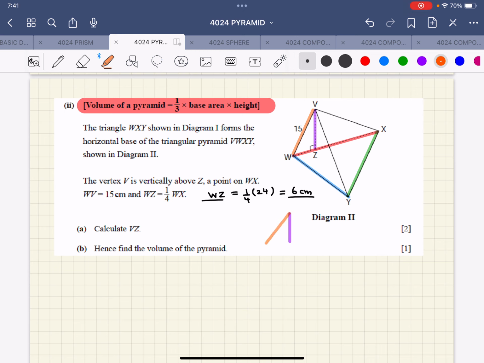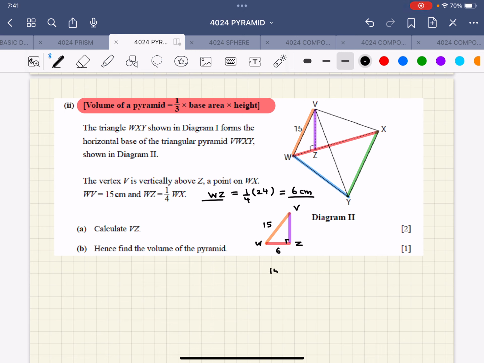And what else is there? And then we have WZ. Let me use red color for this one. Okay, now I can label it properly. This thing is 15. This thing is W. This is Z. This is 90. This is V. And WZ is 6.